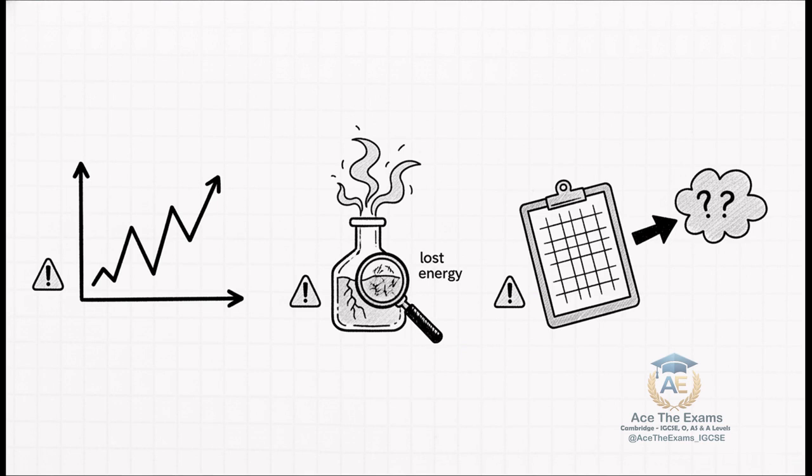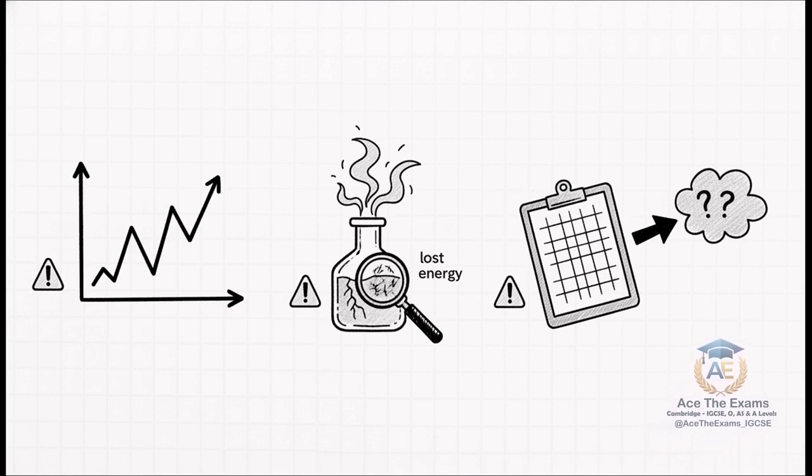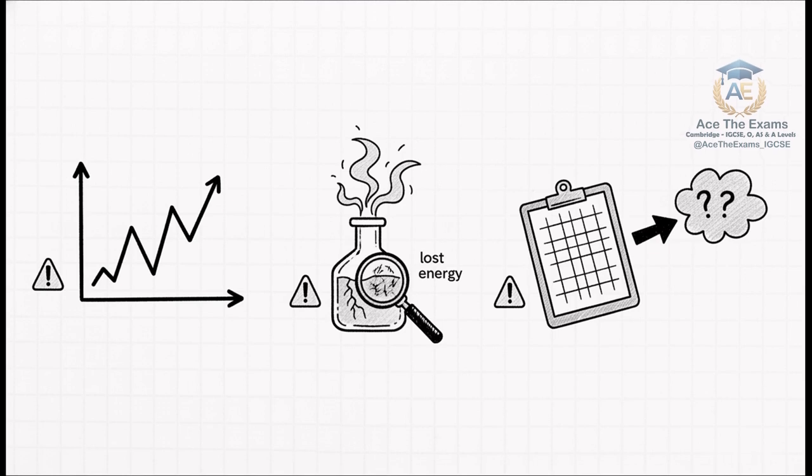First up, graph axis errors. Are you actually plotting temperature on the y-axis and time on the x-axis and using more than half the grid? Second, weak practical improvements. Writing "be more careful" is going to get you 0 marks. You need specifics like add a lid and insulation to the beaker to reduce thermal energy transfer. And third, writing conclusions that aren't even supported by the data. Your conclusion has to directly reference the actual numbers in the table they gave you, not just the general physics theory you memorized.